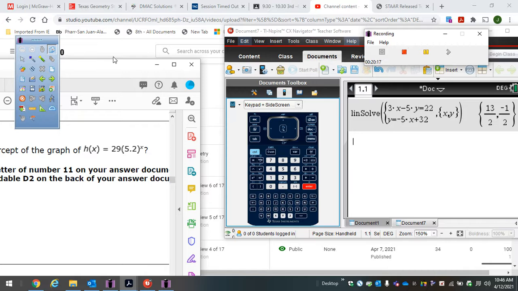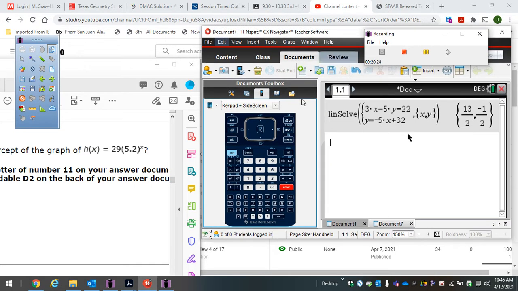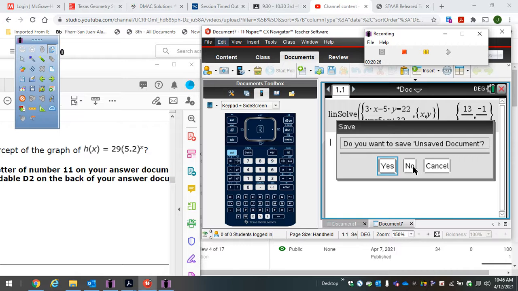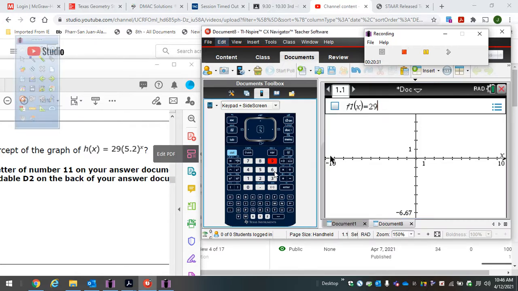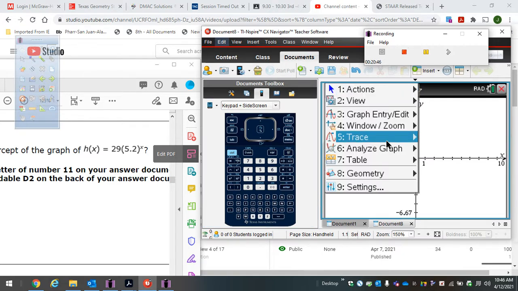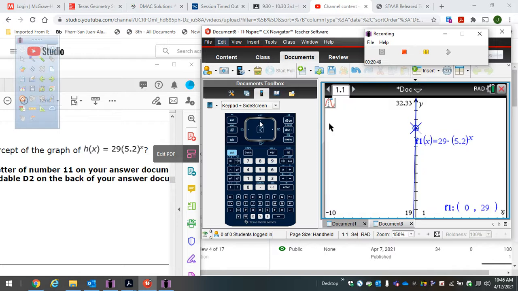Seriously. I'll show you two different ways, right? Show you the easiest way. I think for you guys, I always tell you to graph it, right? So we're going to go 29, and then parentheses 5.2. We're going to raise that to x. There it is. Okay, where does it cross the y-axis? So I want to just go here, menu, trace, graph trace, and go to the right. There's my y-intercept, 29.